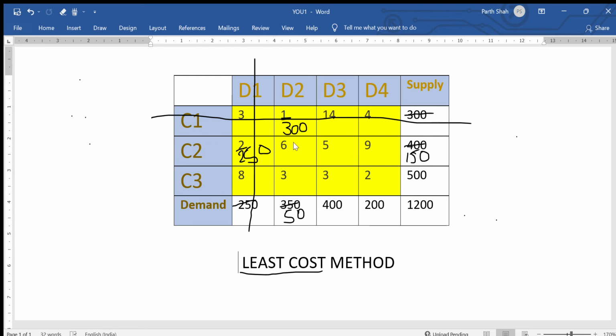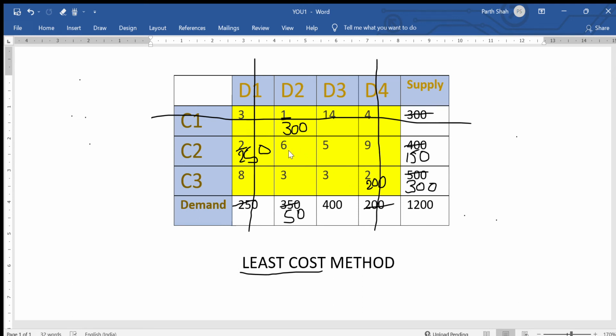Now this is the cost matrix. I have to take these two now. In these two, I have a demand of 200 and a supply of 500. So we'll exhaust the demand; the supply remaining is 300 and my demand is exhausted. So here the allocation is 200. As the demand of D4 is exhausted, we'll cancel the whole column.